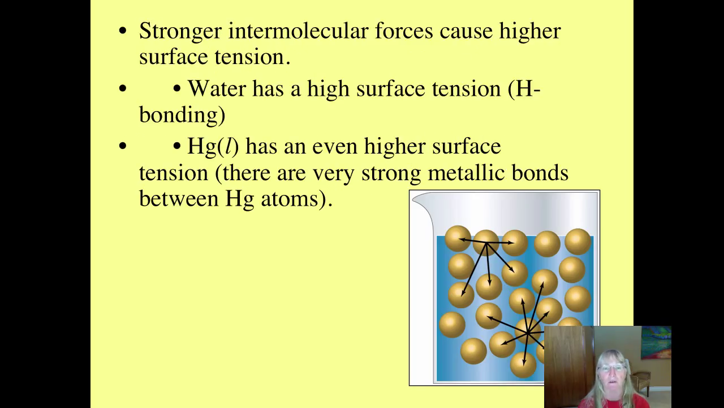The strong intermolecular forces cause a high surface tension in water, but you can have an even higher surface tension in liquid mercury, which of course we put in mercury thermometers. And that's because liquid mercury, even though it's a liquid, still has metallic bonds which are much stronger, those are true bonds, than the intermolecular forces like a hydrogen bond in water.